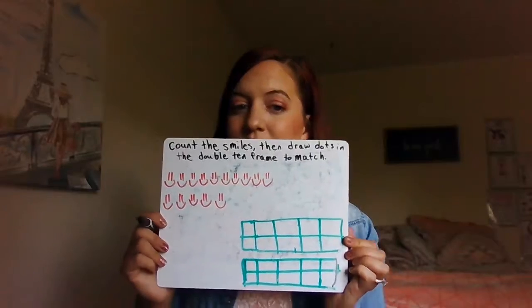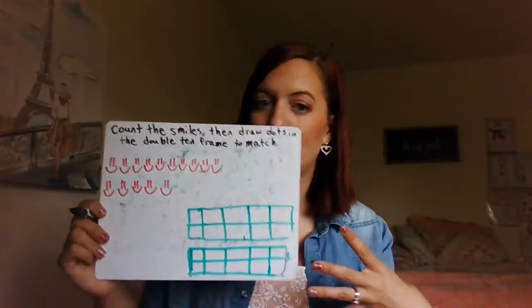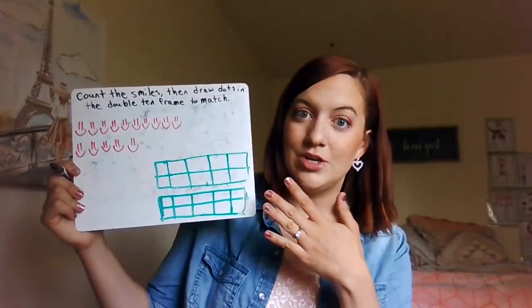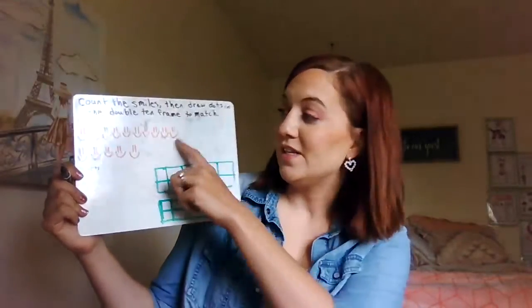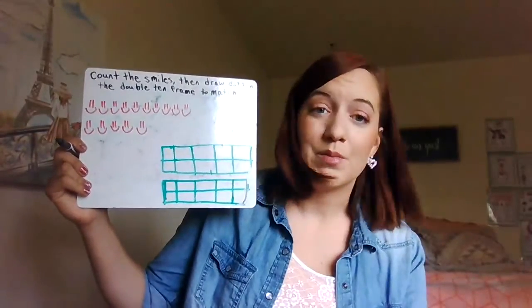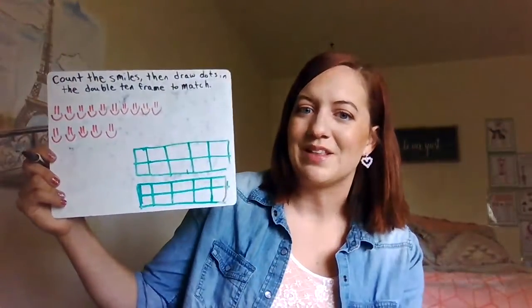For me, it's a lot easier doing it in the 10 frames, doing it the 5 group way, because then I can very quickly glance at it and know how much it is, versus here, I wrote this, I drew this, and I don't even really remember how much it was. So I would have to actually count every single smiley face.